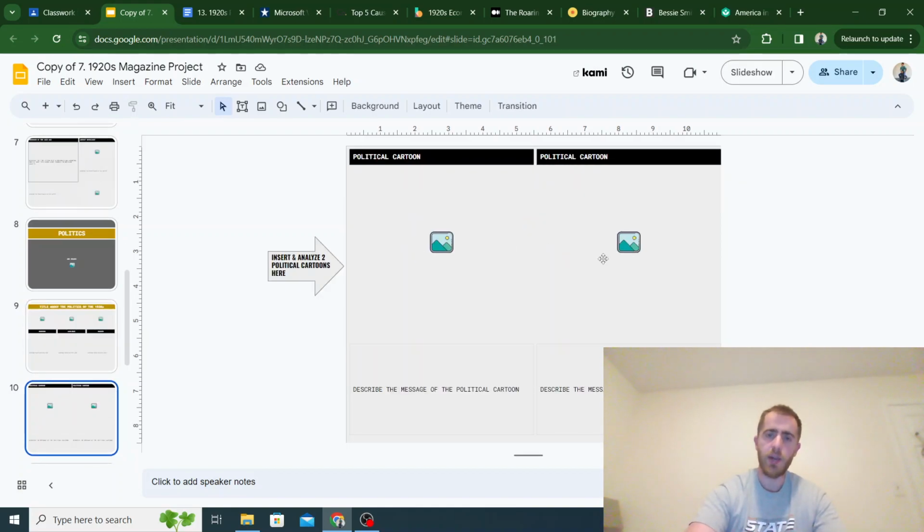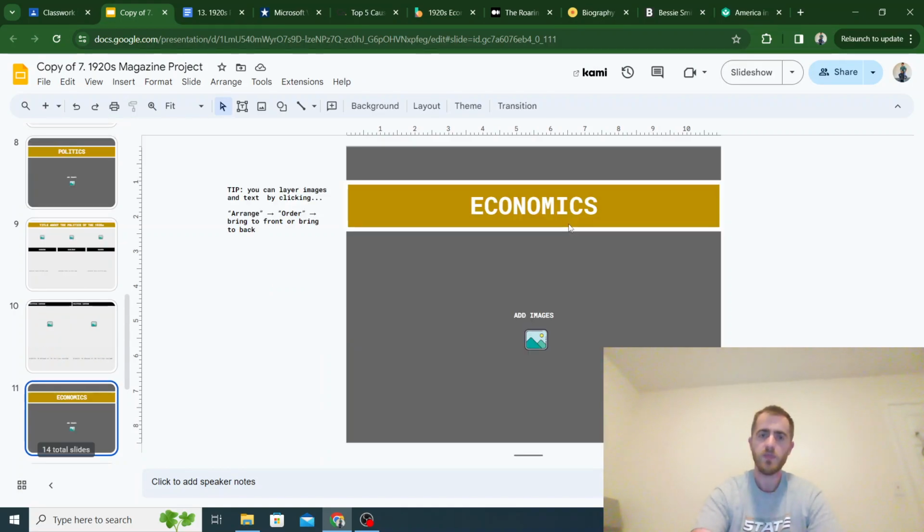From here, guys, you have to put in two political cartoons from the 1920s and describe what the political cartoon is saying. That's really all you have to do here for this slide. Again, it has to be from the 1920s. If it's from the 1930s or 40s, you don't get credit. It's got to be from the 1920s.